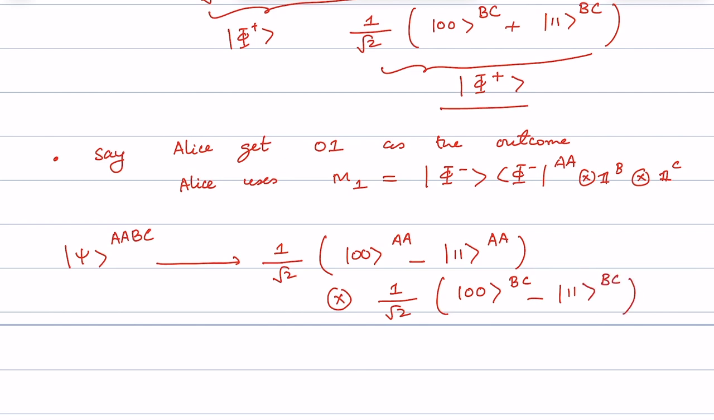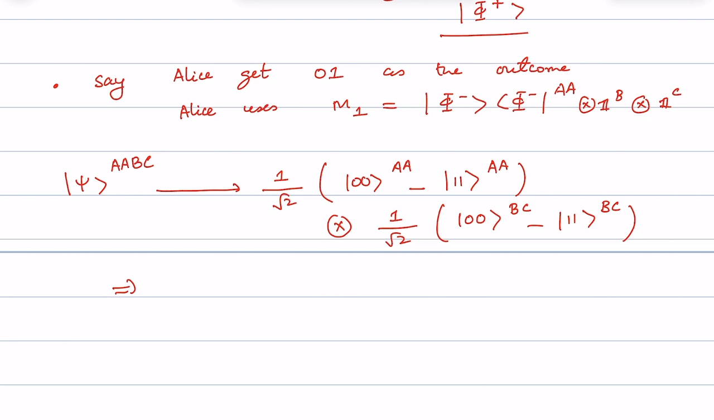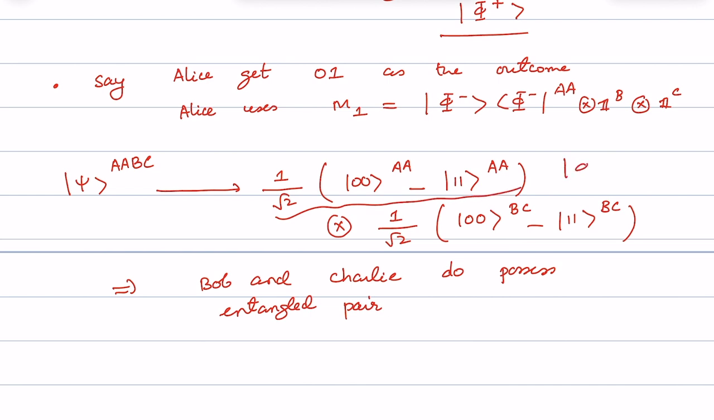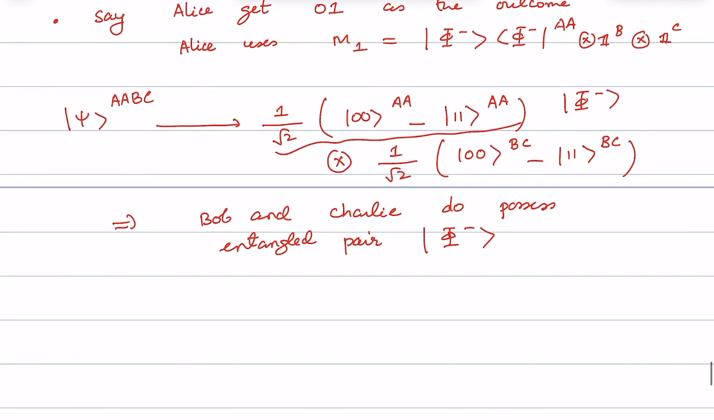So what it means? This implies that Bob and Charlie do possess an entangled pair. This is nothing but phi minus, right? This state is phi minus. This is the entangled Bell state phi minus. And Alice has the outcome 0, 1 as the witness.